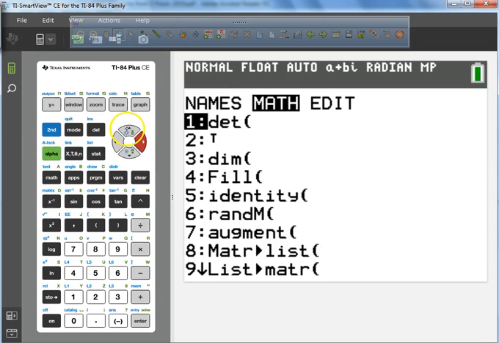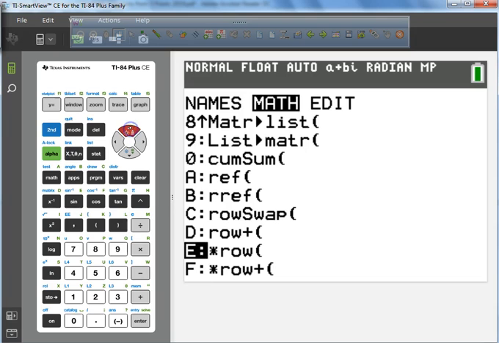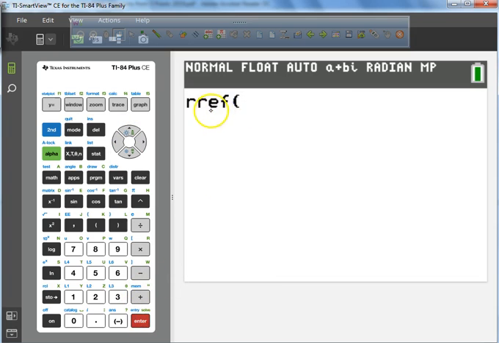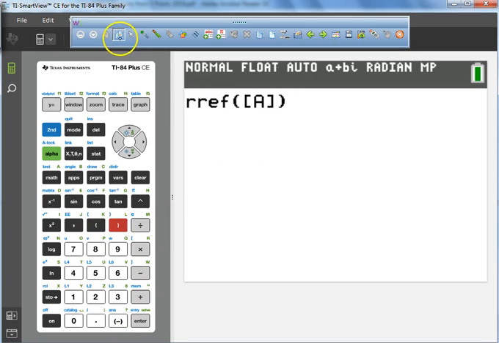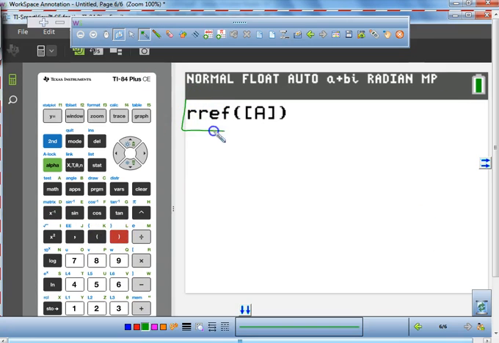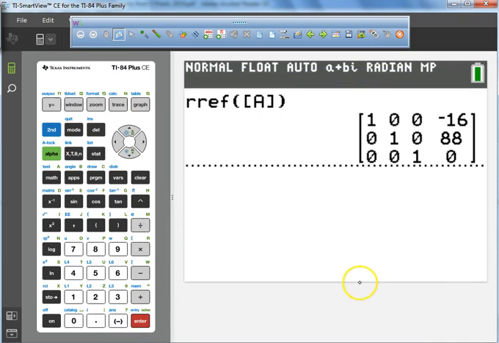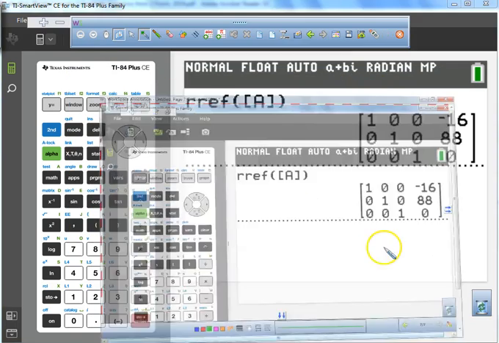Go to the right where it says math. Go up to where it says reduced row echelon form. And we're going to find the reduced row echelon form of matrix A. So we've got to hit second matrix and A. So that's what you need to see on your calculator screen. You're going to find the reduced row echelon form for A, and press enter. Now I'm going to help you guys interpret what this means.